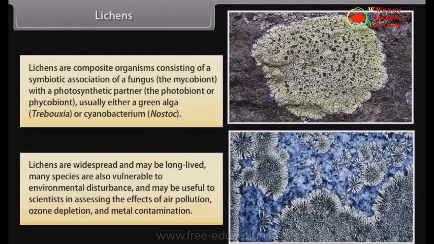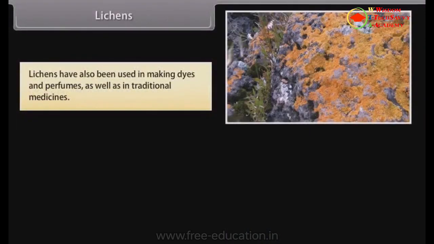Lichens are widespread and may be long-lived. Many species are also vulnerable to environmental disturbance and may be useful to scientists in assessing the effects of air pollution, ozone depletion, and metal contamination. Lichens have also been used in making dyes and perfumes, as well as in traditional medicines.